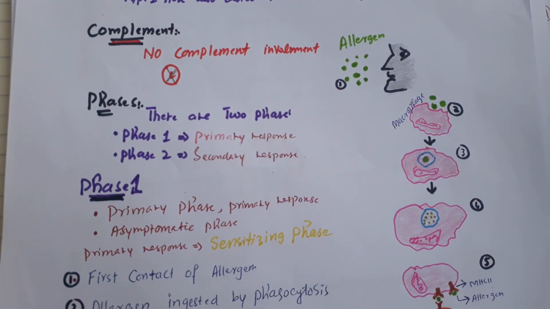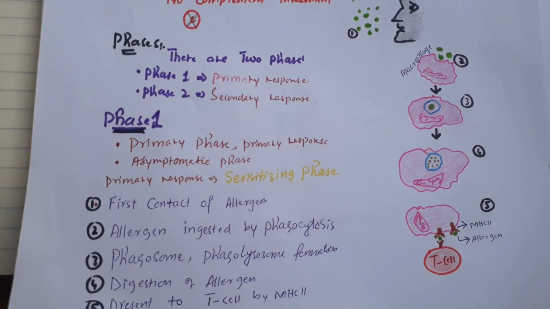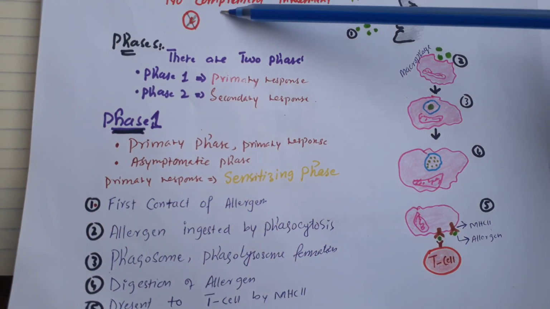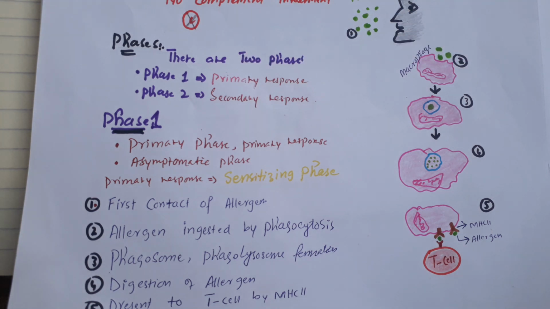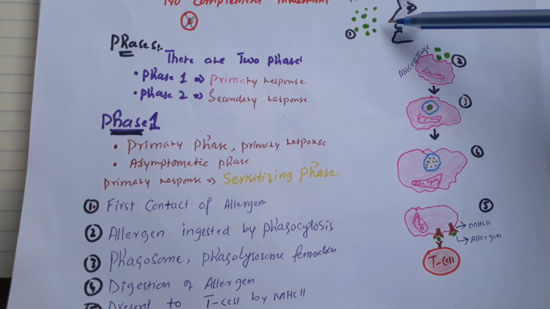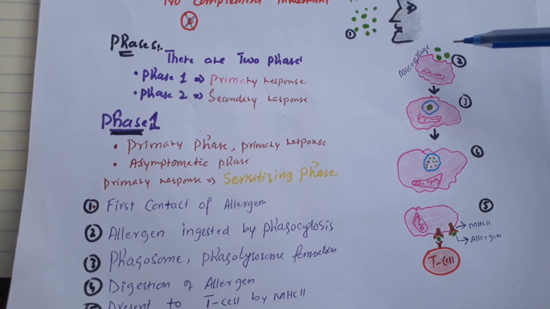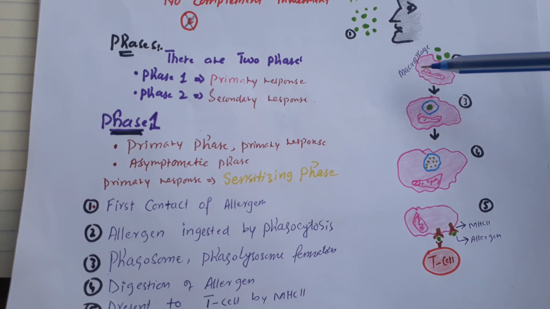There are different phases of type 1 hypersensitivity reactions. There are two phases. One is called phase 1, which is the primary response, and the other is called phase 2, which is the secondary response. In the primary response, there is first contact with the allergen. If a person is exposed to the allergen for the first time, it comes into the body, and this allergen will be phagocytosed by the macrophage, which is an antigen presenting cell.